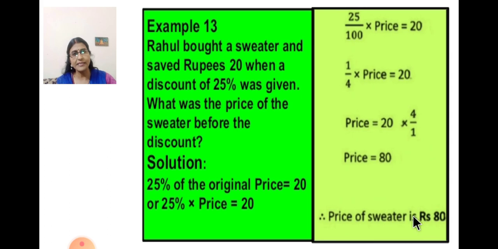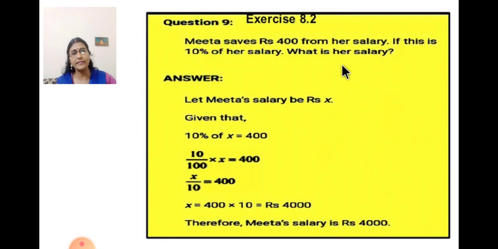Now based on this, we will do the next question of exercise 8.2, that is question number 9 of exercise 8.2. Meeta saves rupees 400 from her salary. If this is 10% of her salary, what is her salary? Now we have to find out Meeta's salary. So we will write, let Meeta's salary be rupees X.